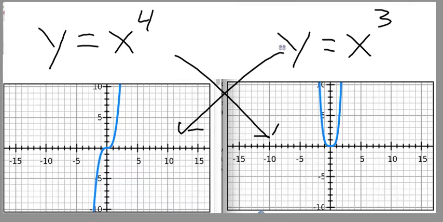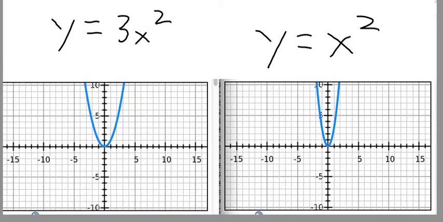So I'm going to click on the next slide. What you want to do is pause it and think to yourself, which is which? Do they match or do they need to be switched? Okay, pause.